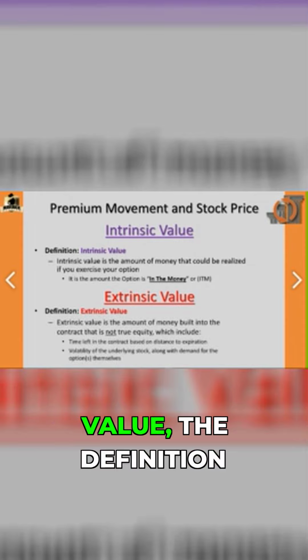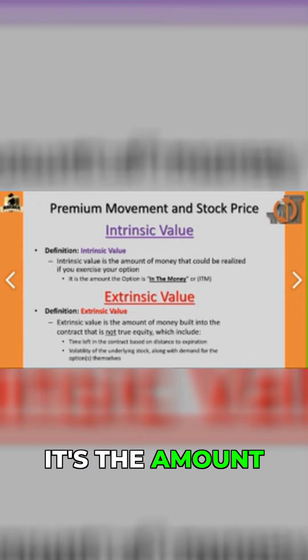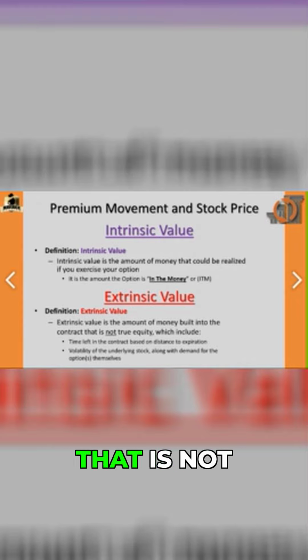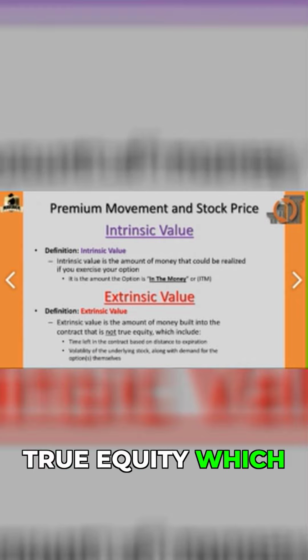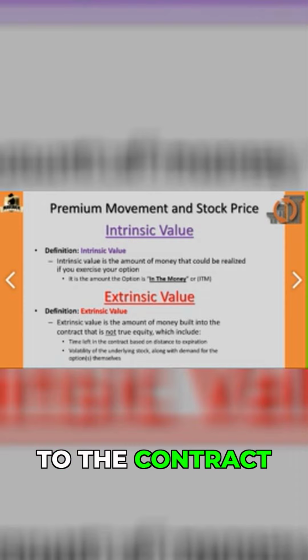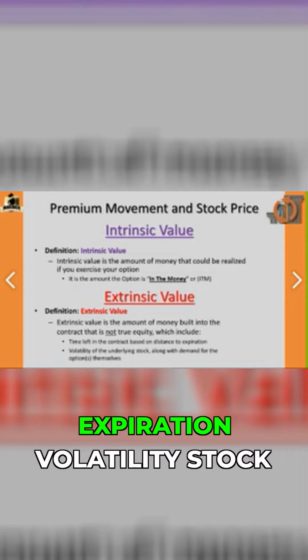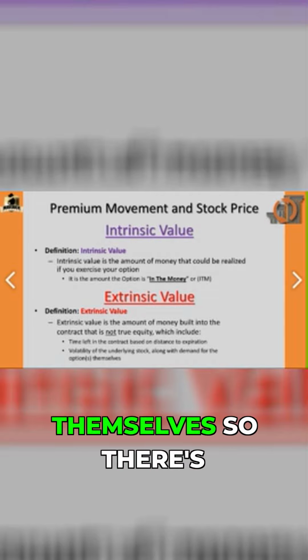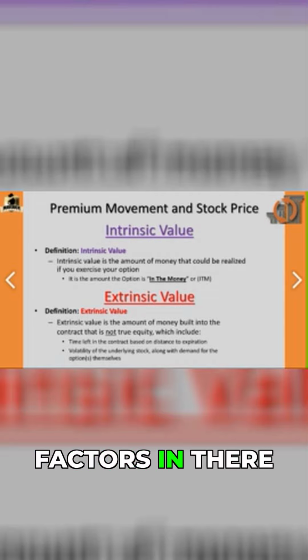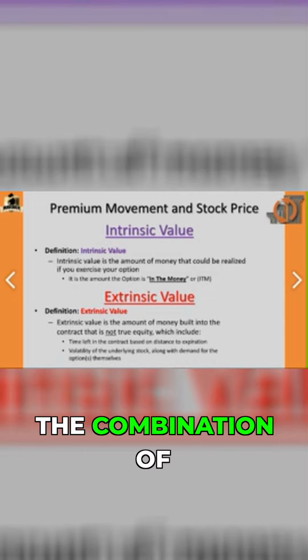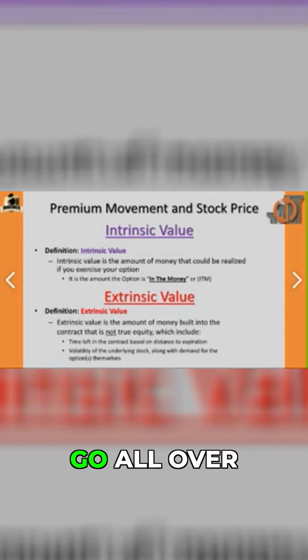So extrinsic value, the definition for this, is the amount of money built into the contract that is not true equity, which includes time left in the contract based on distance to expiration, volatility of the underlying stock, along with demand for the options themselves. So there's a couple of factors in there, and depending on the combination of the two, extrinsic value can really go all over the place.